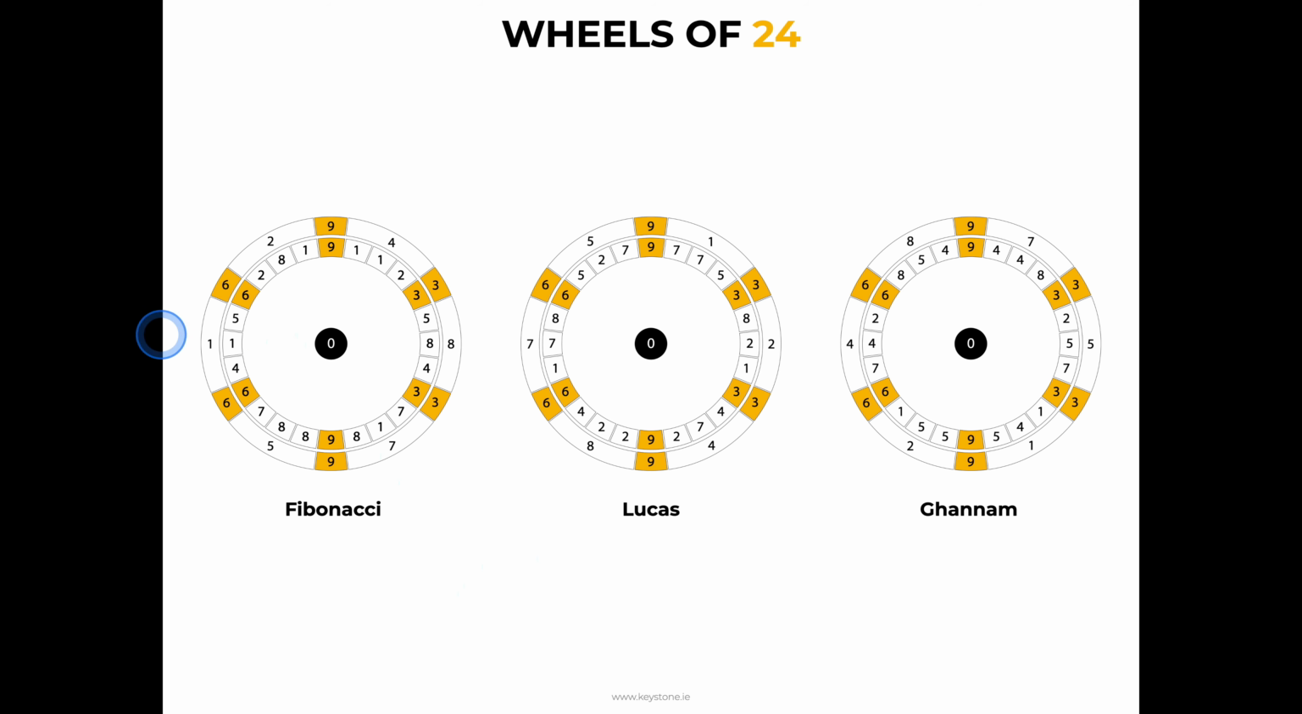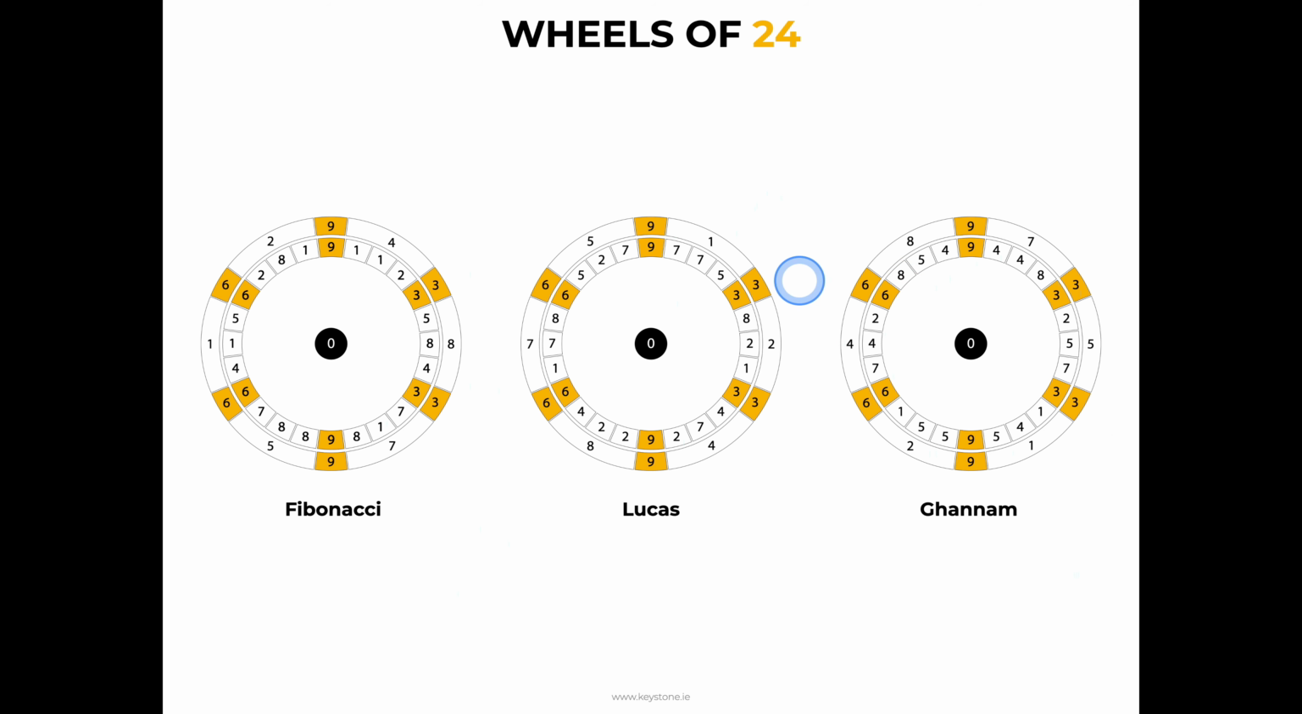Interestingly, the 1, 2, 4, 8, 7, 5 pattern occurs in all 3, but at different starting points. So with Fibonacci, 1 is here, 1, 2, 4, 8, 7, 5. With Lucas, 1 starts here. 1, 2, 4, 8, 7, 5. And with GHANNAM, 1 starts here. 1, 2, 4, 8, 7, 5. You'll notice that the 3s, 6s, and 9s are in the same location.